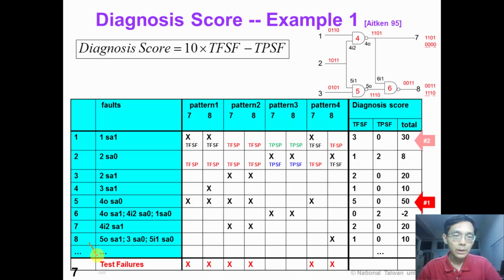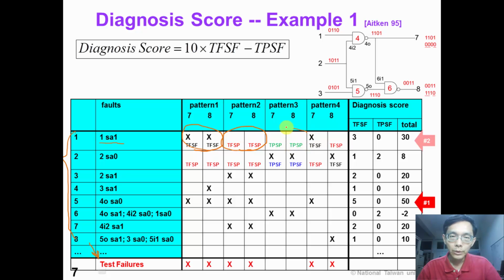Now we can compare the test failure, which is shown in the last row, with the simulation failures. For test pattern number 1, both output 7 and 8 are TFSF. For pattern number 2, both output 7 and 8 are TFSP because we don't have any simulation failure at pattern number 2, given input 1 stuck at 1.